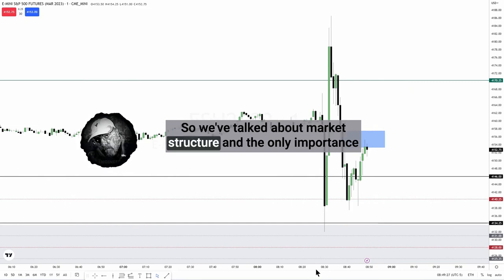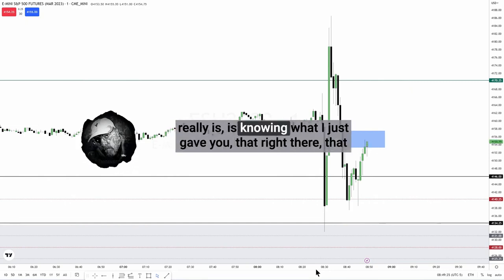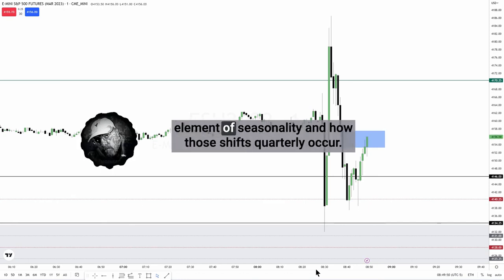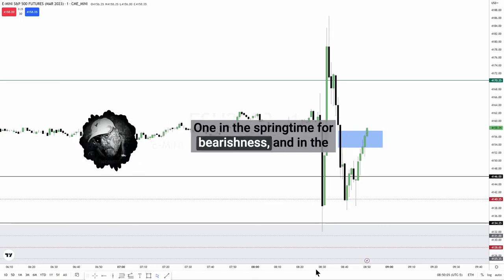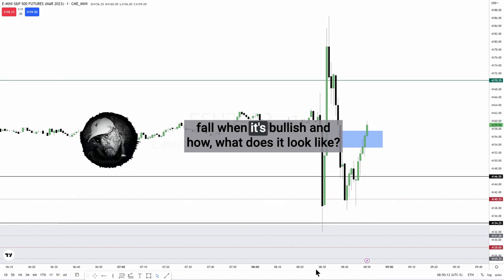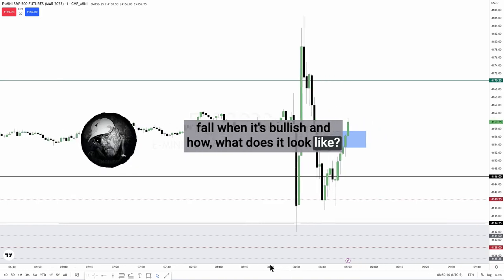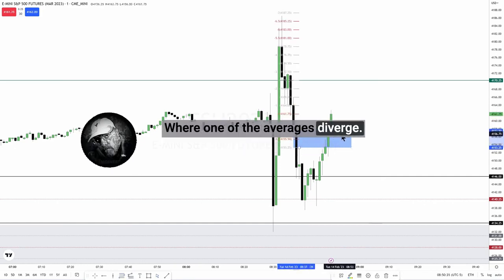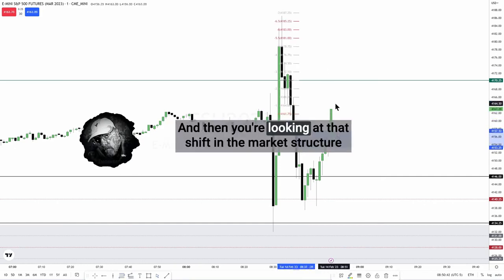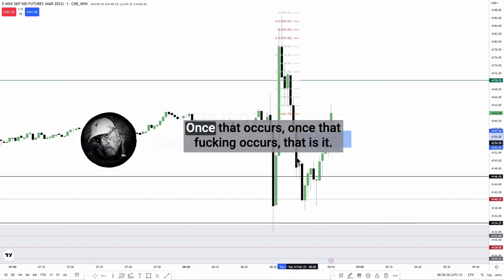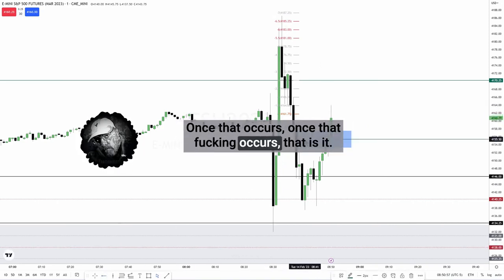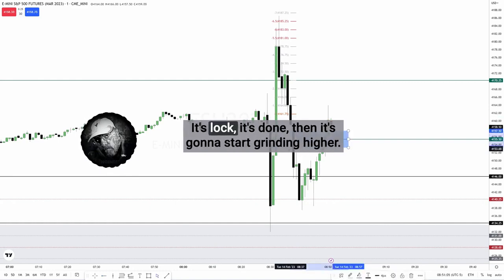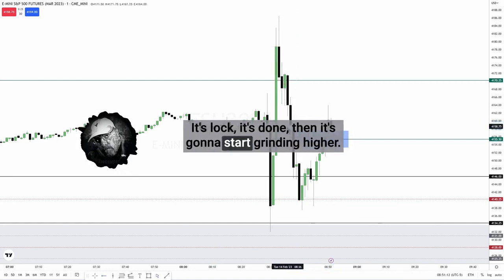So we've talked about market structure, and the only importance really is knowing what I just gave you: that element of seasonality and how those shifts occur quarterly, one in the springtime for bearishness and one in the fall when it's bullish. And what does it look like? The SMT divergence, or Dow divergence, where one of the averages diverges. Then you're looking at that shift in market structure on a 4-hour and 1-hour chart. Once that occurs, that is it. It's on lock. It's done. Then it's going to start grinding higher.